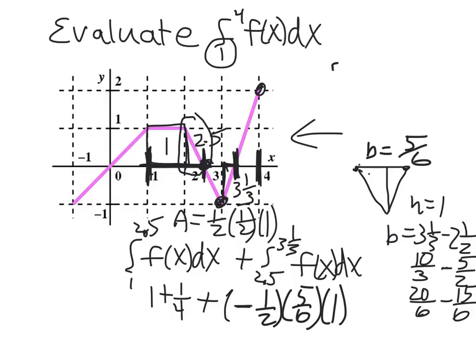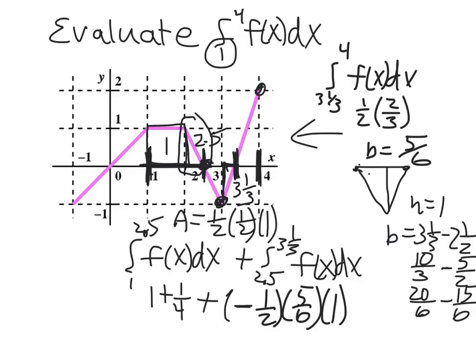And then finally, from 3 1/3 to 4, well, we have another triangle, and the area is above the x-axis, so the definite integral will be a positive. 1/2 base of this one is 2/3, and height of 2. So we get 2/3 for that one.